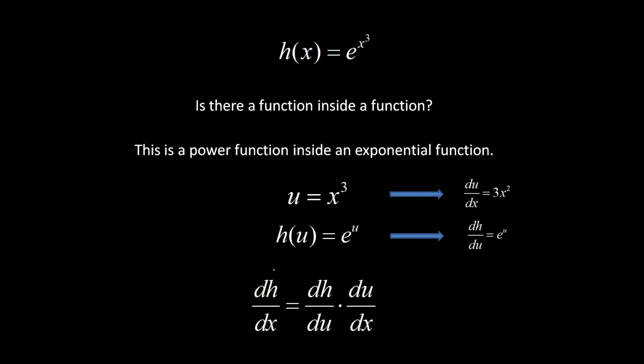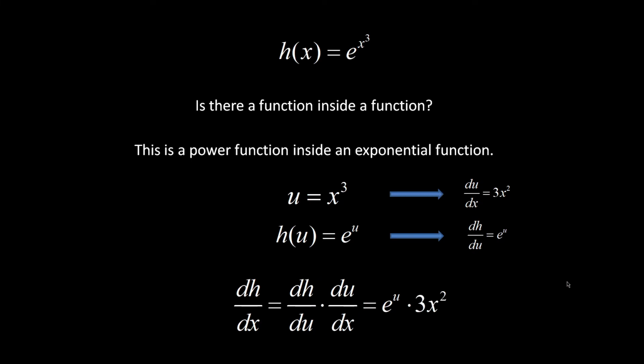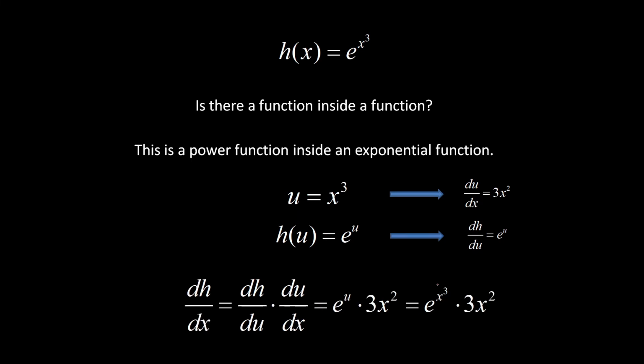And we're going to take these pieces and put them into the chain rule. So we have du dx, which goes right here. And we have dh du, which goes right here. And so we'll plug those in. And now that we've plugged them in, we'll then replace u with our definition to get our final answer.